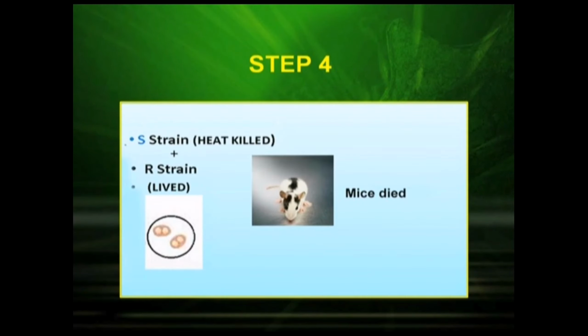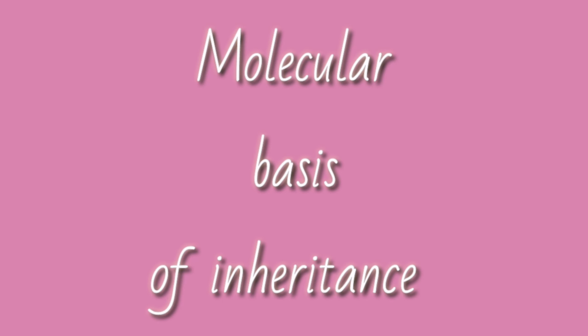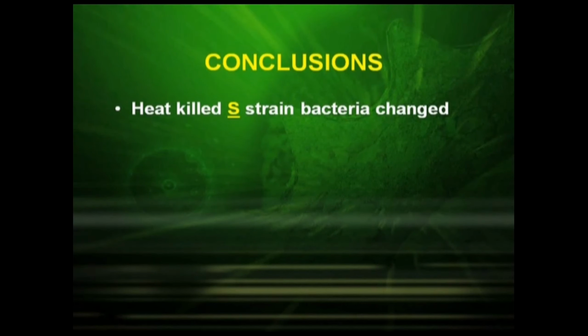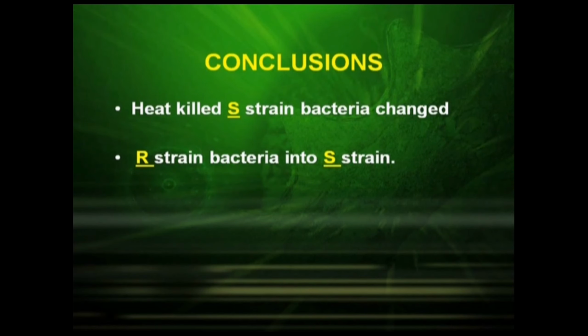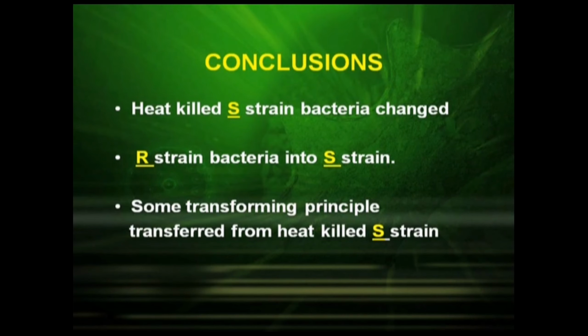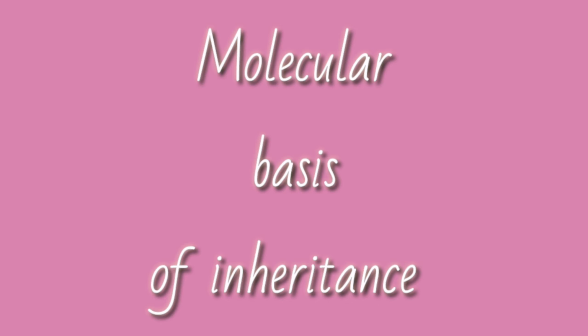In step 4, he mixed the heat-killed S strain with the live R strain. And to his surprise, he found the mice died. How did it happen? So he concluded that the heat-killed S strain bacteria changed R strain bacteria into S strain. And there is some transforming principle that has been transferred from the heat-killed S strain. That means the S strain was capable of transforming the R strain into S strain, and that is how the mice died.